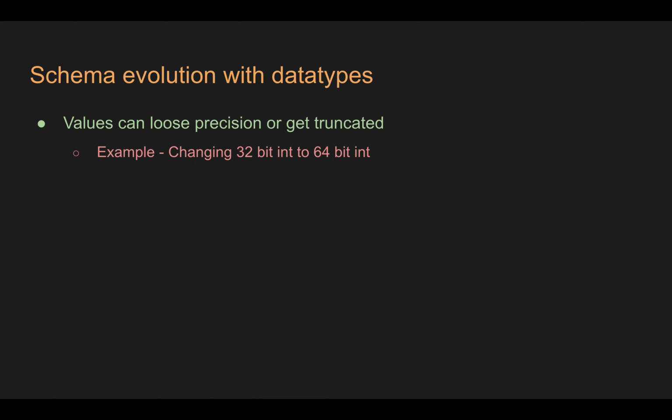So let's say we change the data type of a field. That may be possible, but there is a risk that values will lose precision or get truncated. For example, let's say you change a 32-bit integer into a 64-bit integer. Now new code can easily read data written by the old code, because the parser will be able to fill in any missing bits with zeros. However, if old code reads the data written by the new code, the old code is still using a 32-bit variable to hold the value. So if the 64-bit value won't fit into 32 bits, it will just be truncated.